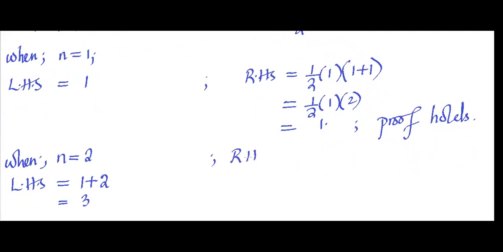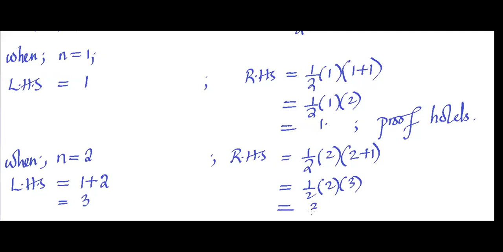What does it do to the sum? On the side of the sum, you feed in n as 2. And that will give us a half times 2 times 3. When the 2 reduces, you get 3. So both sides still do balance.